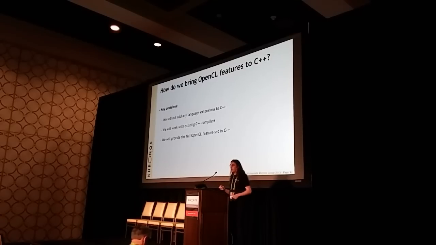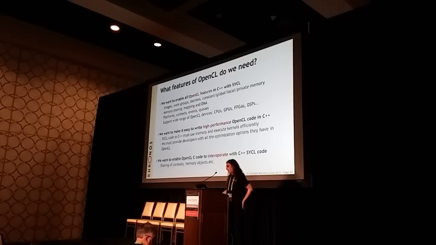The second one is the decision to provide the full OpenCL feature set. It should be possible in SYCL to do everything that is possible in OpenCL 1.2. If it's not, we failed somewhere. And as far as I know, it's absolutely possible to do all of it. So, I guess that answers the question of what features of OpenCL we need. The real answer is all of them.